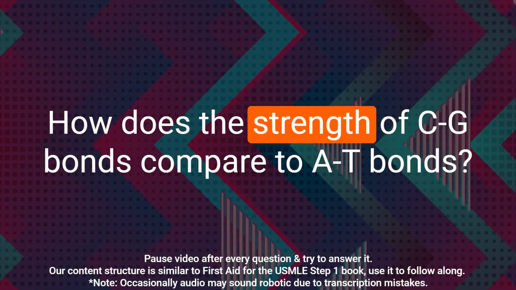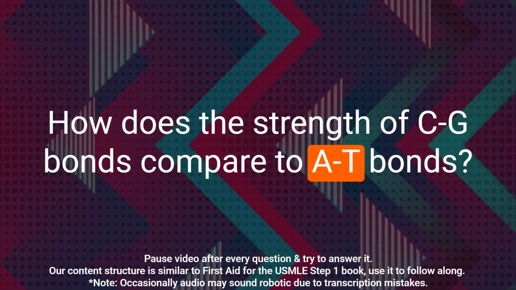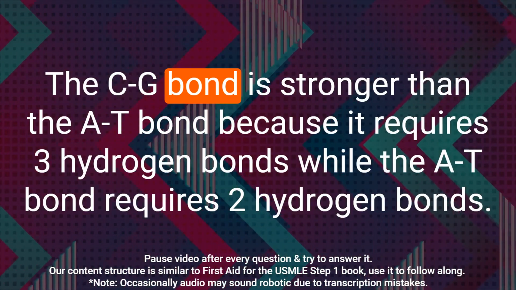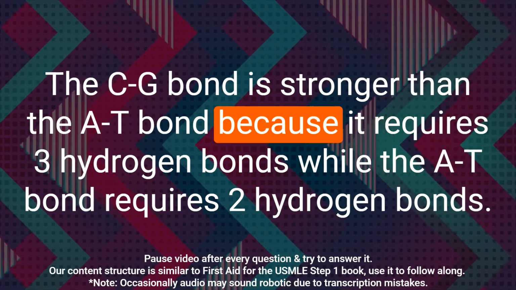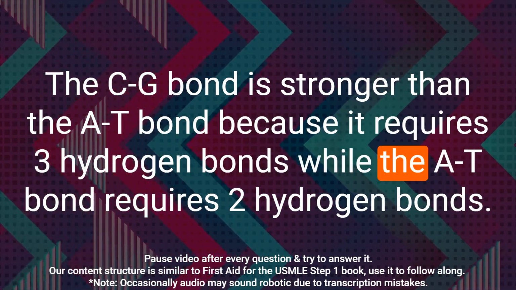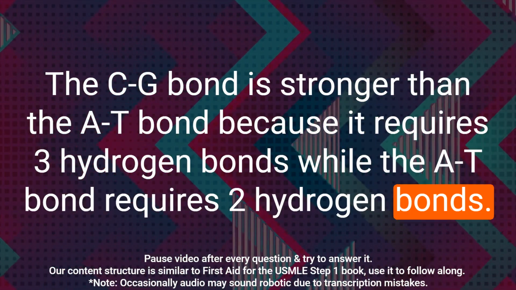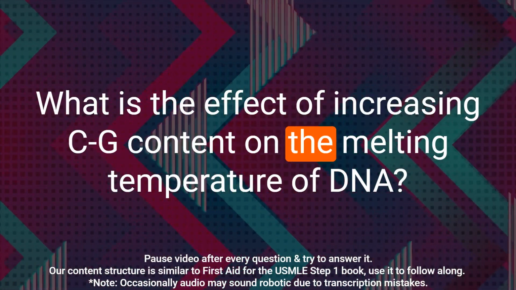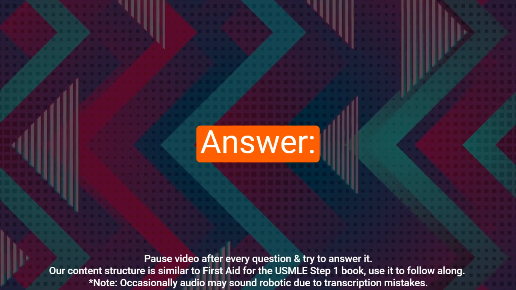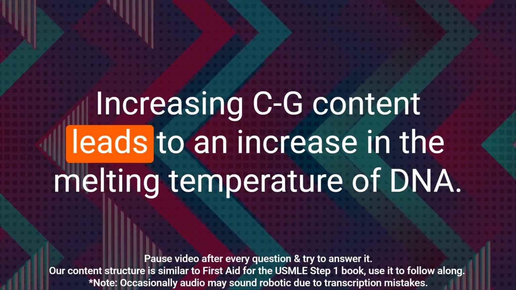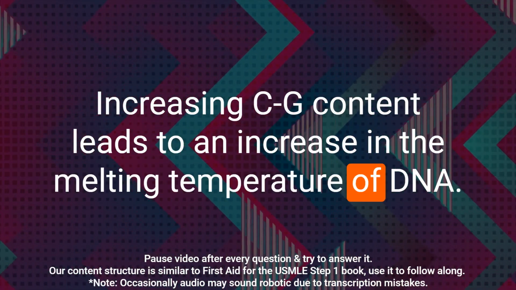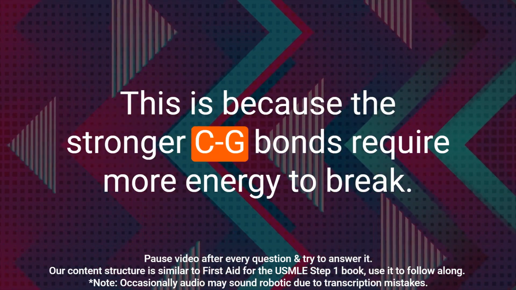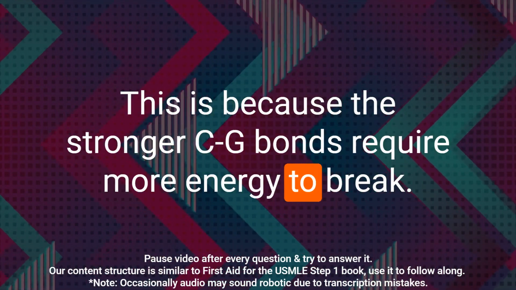Question: How does the strength of CG bonds compare to A-T bonds? Answer: The CG bond is stronger than the A-T bond because it requires 3 hydrogen bonds while the A-T bond requires 2 hydrogen bonds. Question: What is the effect of increasing CG content on the melting temperature of DNA? Answer: Increasing CG content leads to an increase in the melting temperature of DNA. This is because the stronger CG bonds require more energy to break.